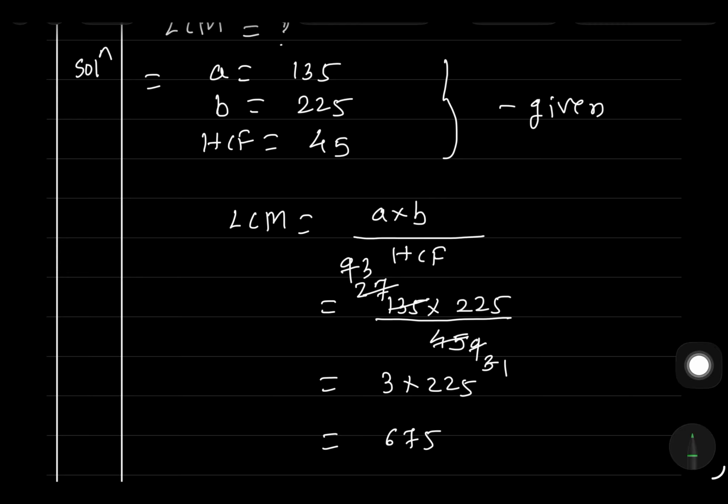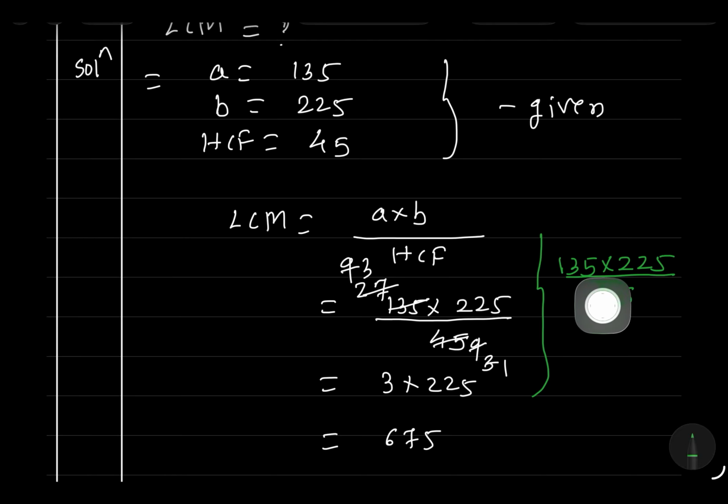So very simple. Here I will roughly show you the calculation part, reduced form, instead of directly dividing by 45. Here all three numbers have digit 5 in the unit place: 135 has unit place 5, here also unit place 5, here unit place 5, so they are divisible by 5. We divide by 5, then you will get 9 for 45.